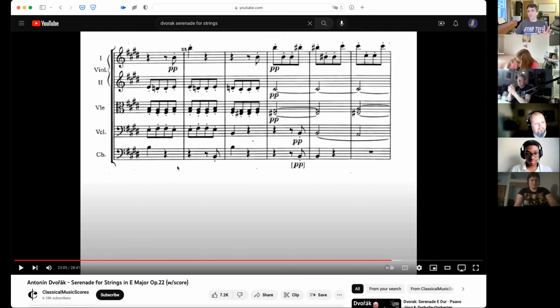Yeah, anyway, it goes on from there. But I would totally say Serenade for Strings. It's just such a great example of how to write for strings. And then let me give you something a little bit more contemporary, just to give you a different perspective on things.